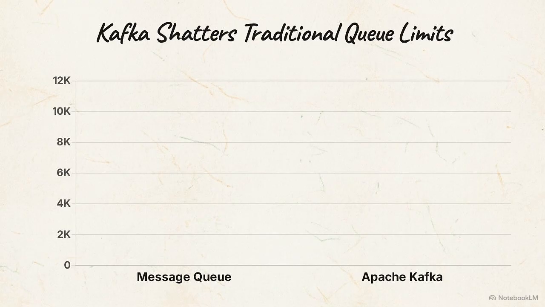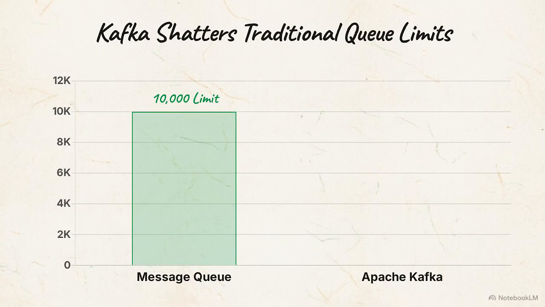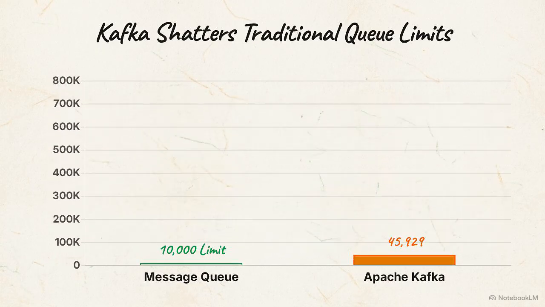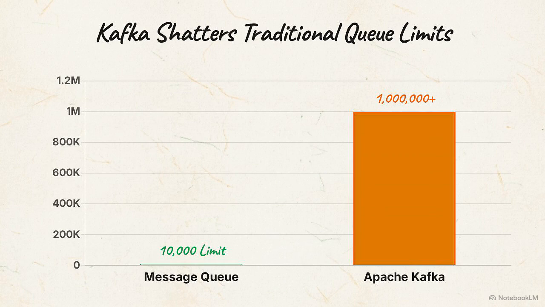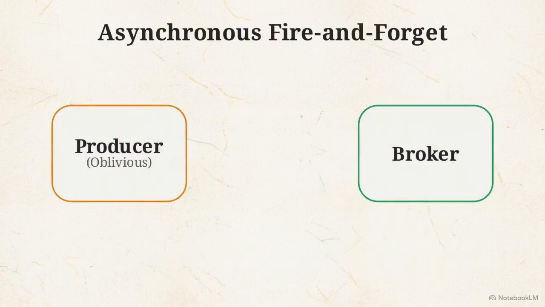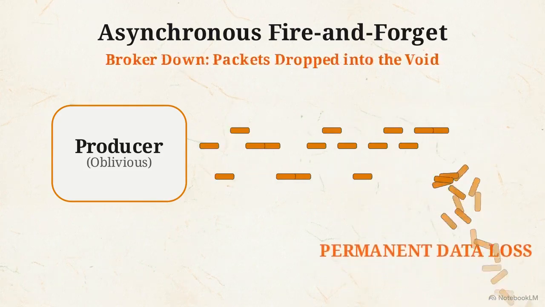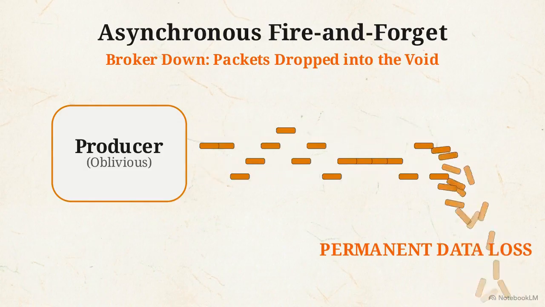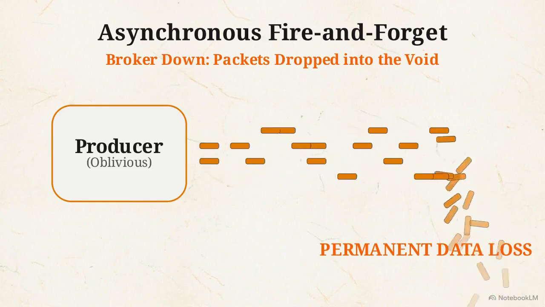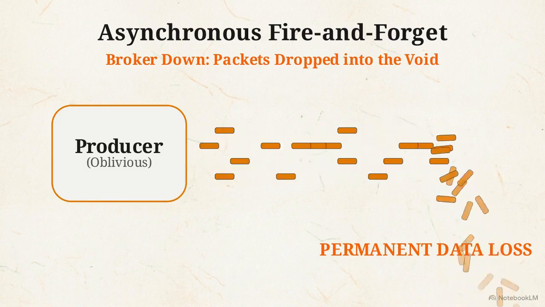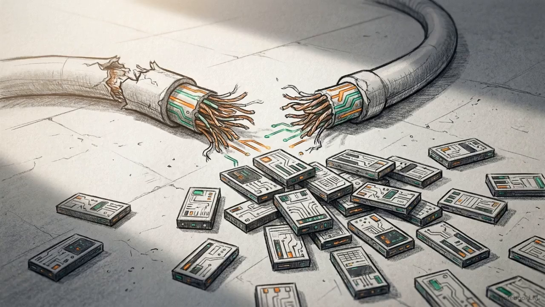Because traditional queues stop to verify every single delivery, they top out at around 4,000 to 10,000 messages per second. Kafka, by comparison, can easily process over 1 million messages per second. It achieves this through an asynchronous process. The producer rapidly fires data into the broker and moves on immediately. If the receiving broker fails mid-transfer, it creates severe danger. The oblivious producer keeps firing, and those incoming packets drop straight into the void, lost permanently. Kafka intentionally abandons the safety net of absolute message guarantees to achieve raw system throughput.